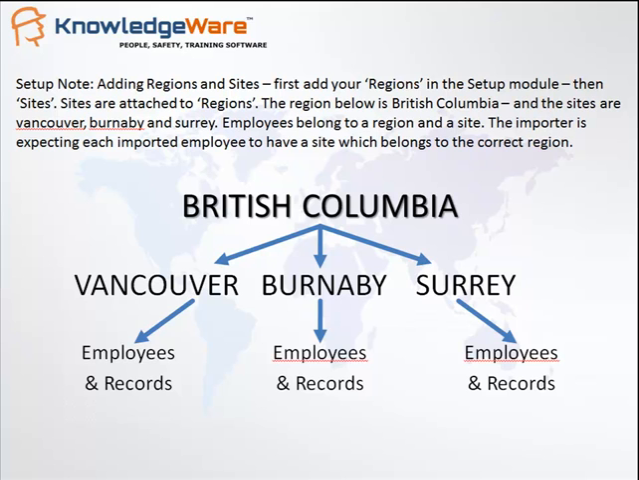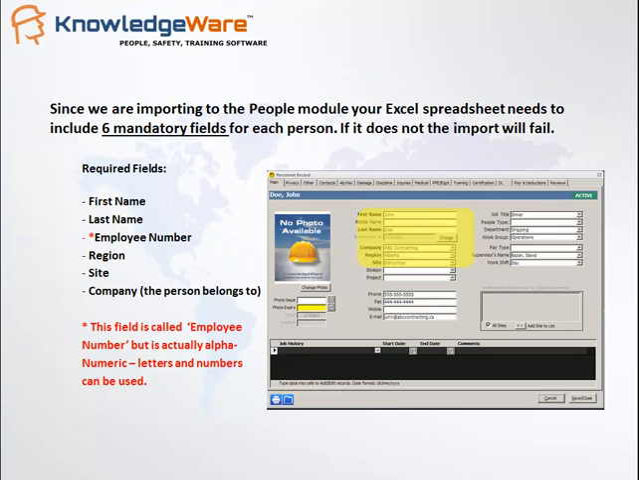When you're adding regions and sites, first add your regions in the Setup module, then sites. Sites are attached to regions. The region below is British Columbia, and the sites are Vancouver, Burnaby, and Surrey. Employees belong to a region and a site. The importer is expecting each imported employee to have a site which belongs to the correct region. Since we're importing to the People module, your Excel spreadsheet needs to include 6 mandatory fields for each person. If it does not, the import will fail.